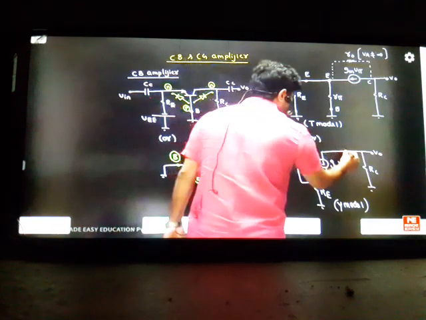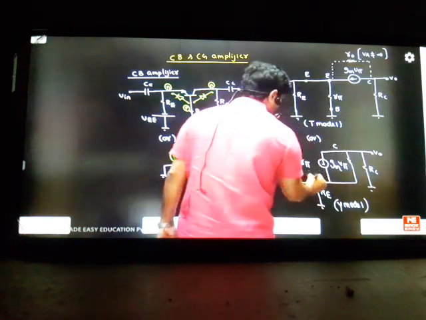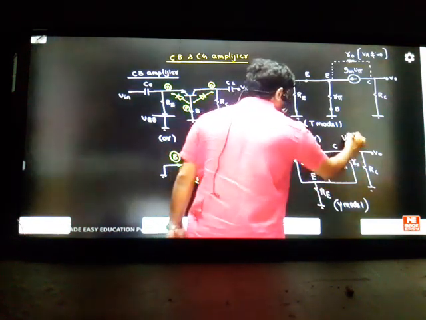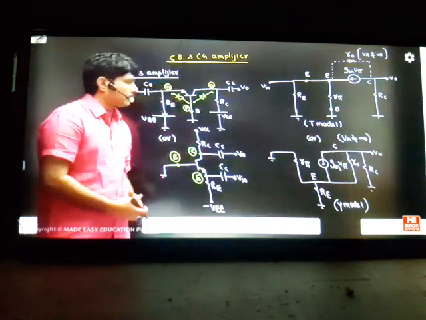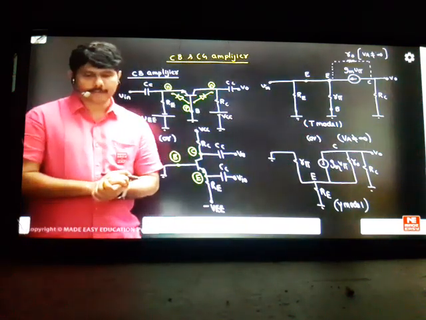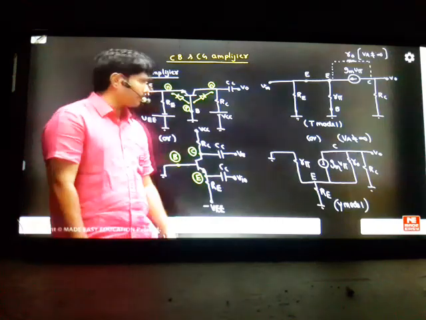If you want to write some r0 here, you can write r0 here. Between collector and emitter, there will be some r0 if the early voltage is not equal to infinite. So this is the way of representation of your common base amplifiers. Whichever model they have given, according to that you take the model and solve it.